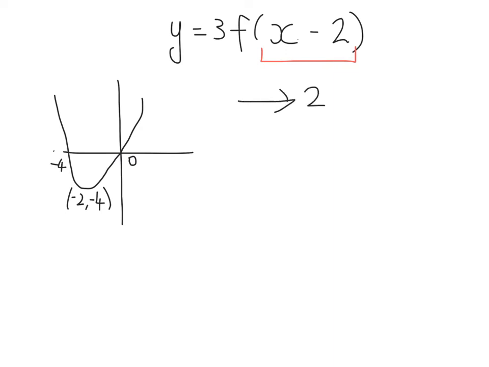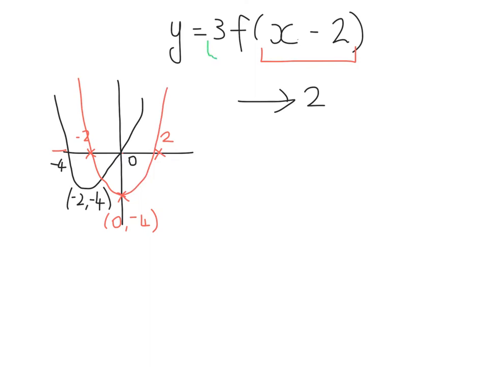Okay, so let's draw that new graph on then. So the -4 coordinate will become -2. The 0 coordinate will become 2. And our minimum here will happen at (0, -4). So we've effectively added 2 to each of the x coordinates. Okay, that's our first step. Right, let's think about our second step.